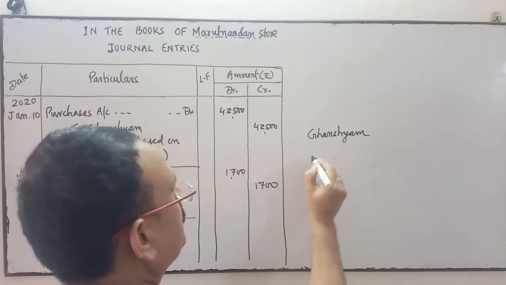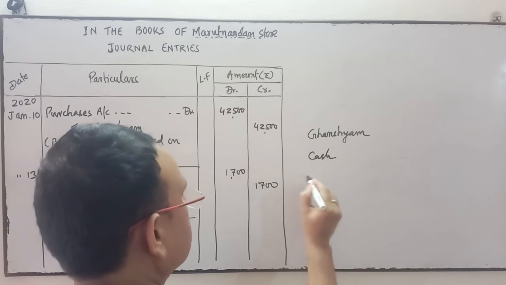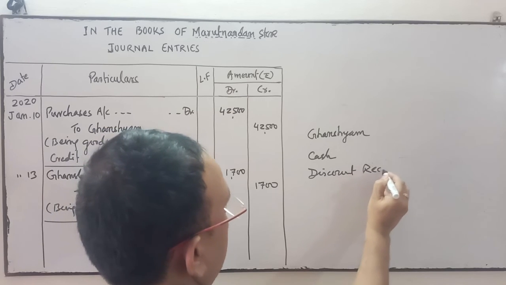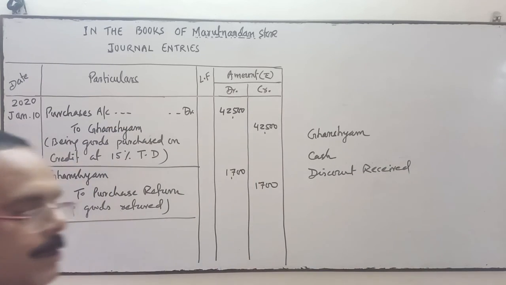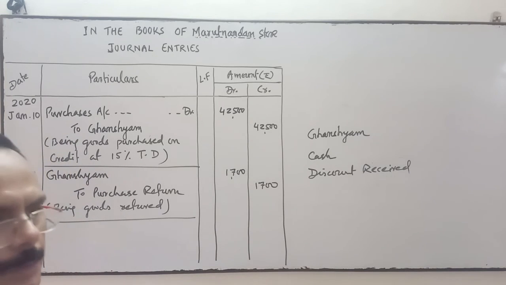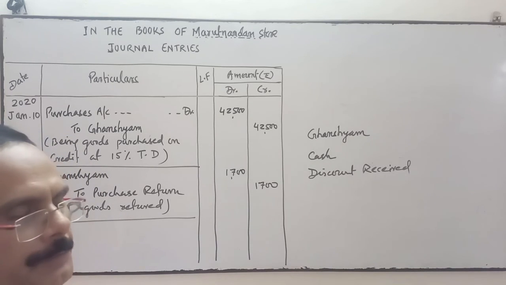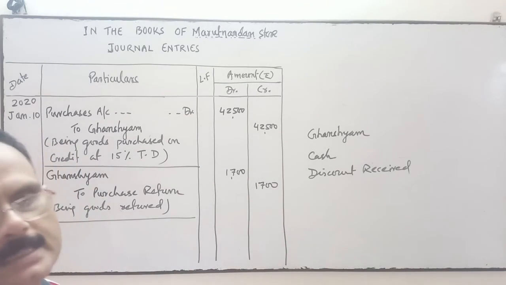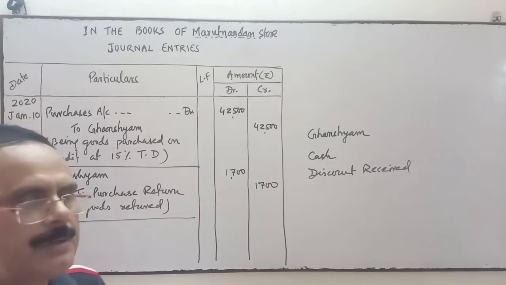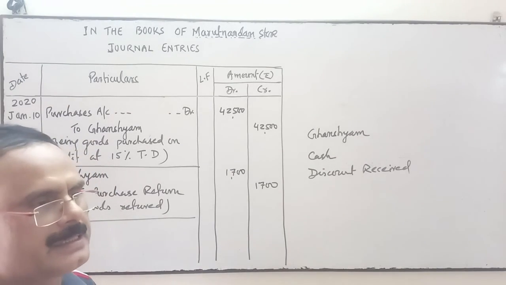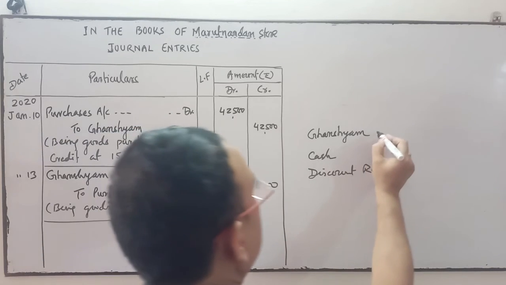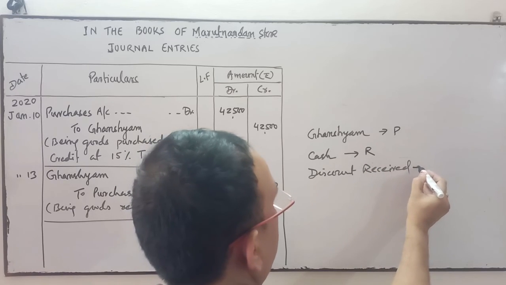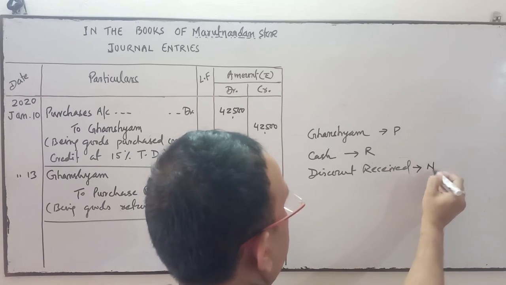So Ghanshyam account will be open. Cash account, we have paid cash in full settlement. So discount received. We will receive the discount when we pay the amount, or we allow the discount when somebody pays the amount to us. When we receive the discount, it's an income, and when we allow the discount, it's an expense. So here, when we pay the amount, Ghanshyam is the personal account, cash comes under real account, and discount comes under nominal account.